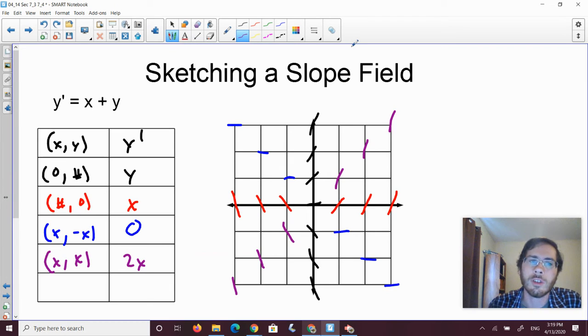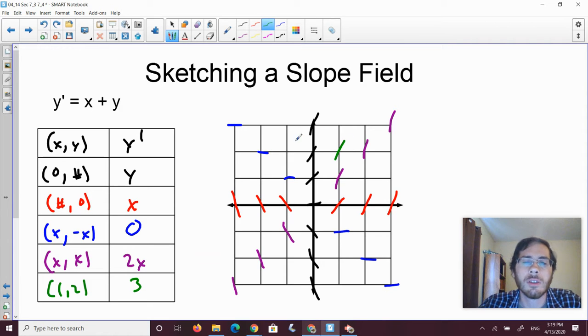We want to start to look for structure, as well as, obviously, you can just plug in if you want. If I want that point, that's at 1, 2. 1 plus 2 is 3, so this would have a slope of 3. So you can obviously just plug them in too. So that's going to be our slope field.